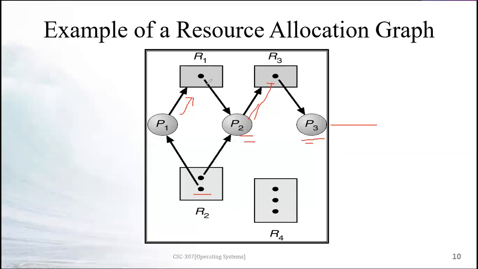So basically, it's like a circle which totally depends on P3. If P3 is not done for some reason, the R3 will not be released. And if R3 is not released, P2 cannot do its work. And if P2 cannot do its work, R1 will not be released. So that is how a resource allocation graph looks. In this graph, we have used processes and resources to explain in a graphical way how each process depends on the other one.